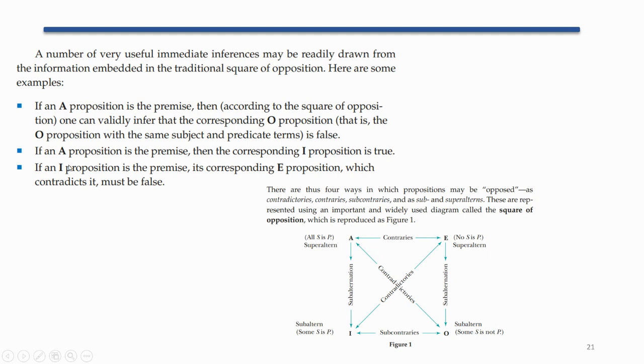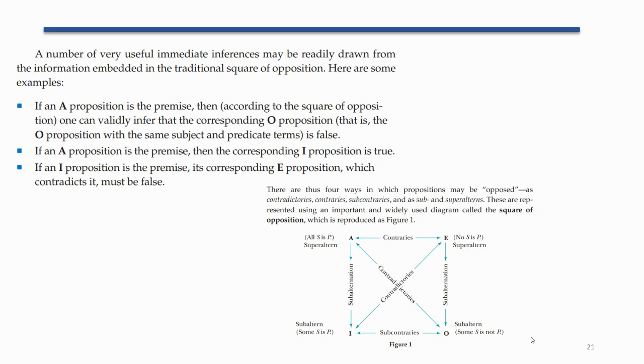Okay. If an I proposition is the premise, then its corresponding E proposition, which it contradicts, must be false. If some S is P, then no S is P will be false, because we cannot conclude from the I proposition, which says some S is P, that all S are P.